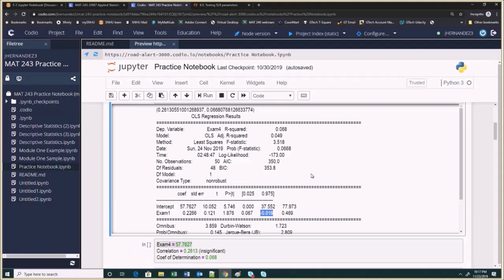Going back to the example here, we notice that the F statistic is printed in the output, and the probability of the F statistic is also printed, which is 0.0668. So what that tells us is that we cannot reject the null hypothesis, and the null hypothesis was that beta 1 equals 0. So the overall model is also not significant.